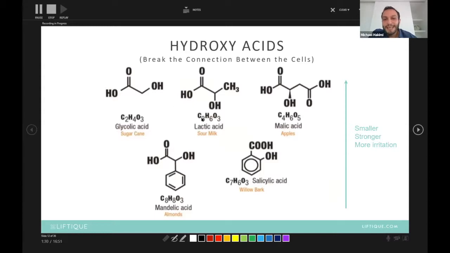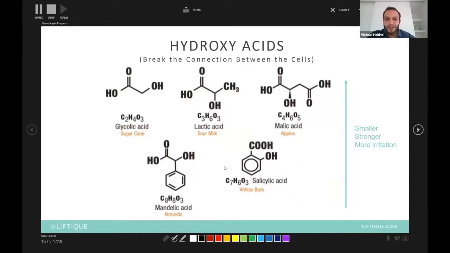Same with lactic acid. If you're sensitive to lactic acid and you don't like the way your skin feels or looks, you can switch to another product that contains any of the other acids. These are all the same group of hydroxy acids. They do the same basic thing to your skin, which is thinning of the outer layer, but they do it to a different extent, right?